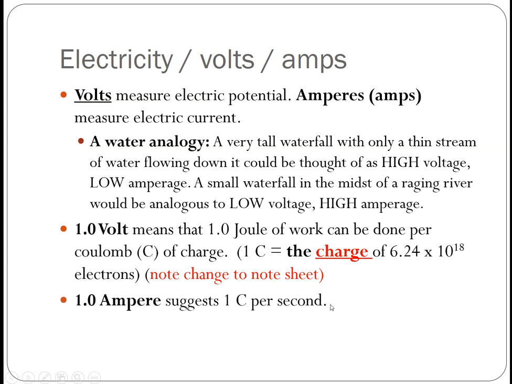And then an amp, like I said, has to do with how many electrons are flowing. An ampere is about 1 coulomb per second. So if a current is flowing along at 1 amp, that's 1 coulomb of charge passing along in 1 second.